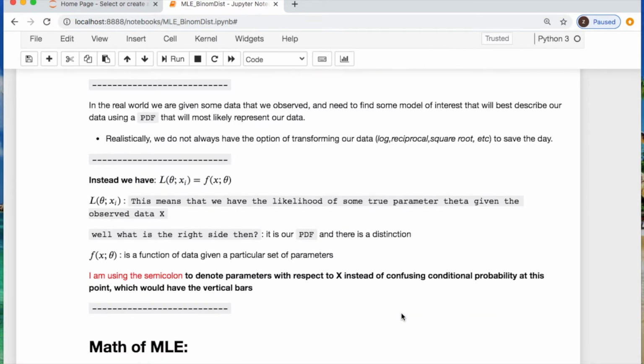Now, in the real world, you'll be given some data that's observed, and you need to find some kind of model that best describes this, all right? And you're not always in a position to transform your data, whether log, reciprocal, square root, or whatever the transformation may be. So if you would like to use maximum likelihood estimation, remember that if you have a distribution in mind and you're looking for the parameters for your data, that's the gist of why you're going to use this.